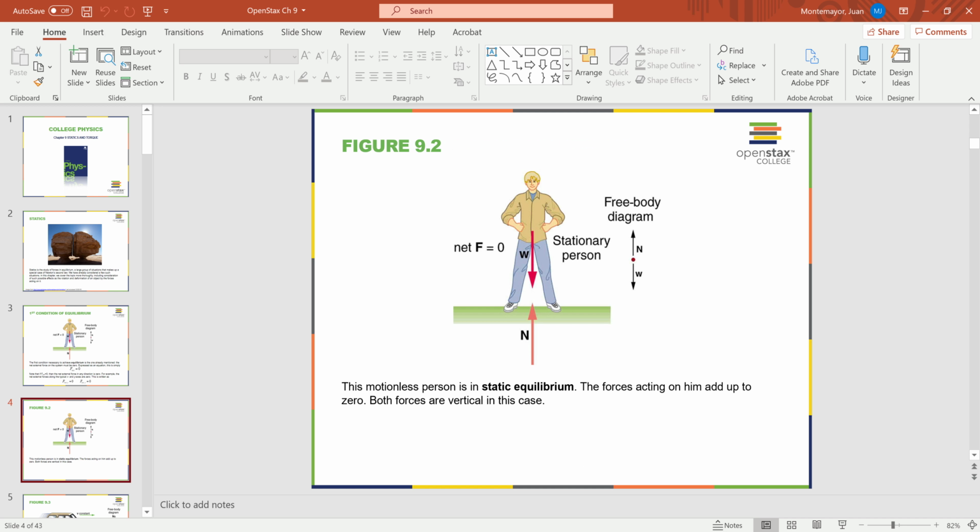So this motionless person is in static equilibrium. The force acting on it and acting on him add up to zero. Both forces are vertical in this case, obviously because there's no x force in either the positive or negative x direction.